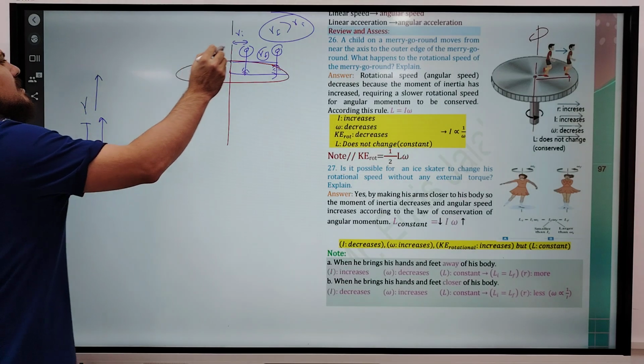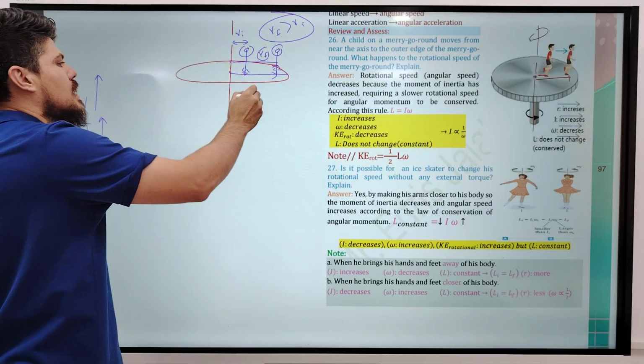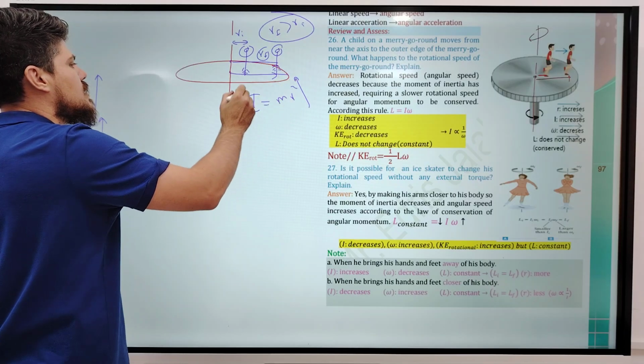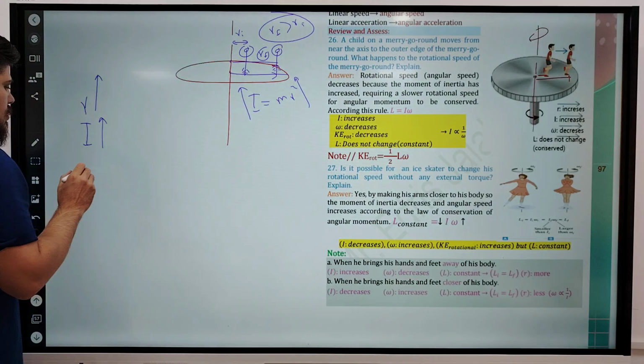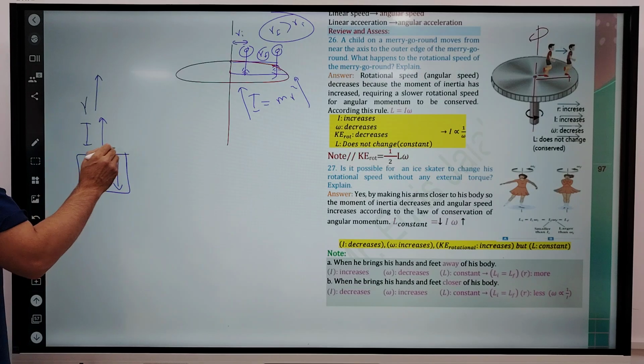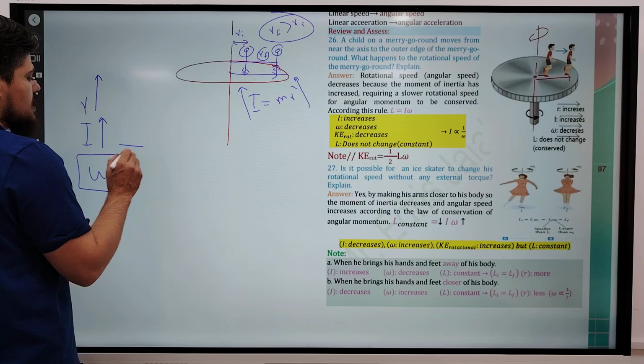Also increased, because this student is a point mass on the rotating object. Its moment of inertia is equal to mr squared. When R increases, I also increases. So what about the angular speed? Angular speed must decrease to compensate for the increase of the moment of inertia.